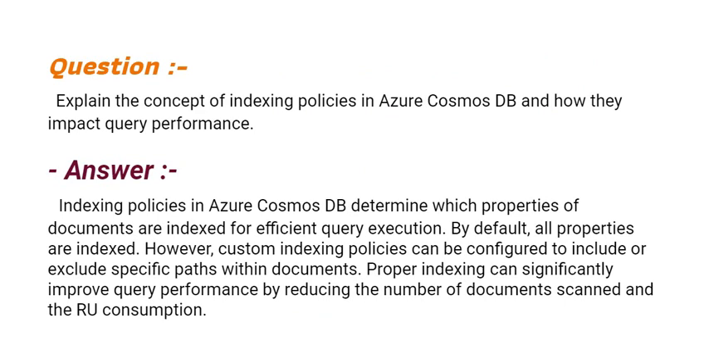The question is, explain the concept of indexing policies in Azure Cosmos DB and how they impact query performance. Your answer should be, indexing policies in Azure Cosmos DB determine which properties of documents are indexed for efficient query execution. By default, all properties are indexed. However, custom indexing policies can be configured to include or exclude specific paths within documents. Proper indexing can significantly improve query performance by reducing the number of documents scanned and RU consumption.